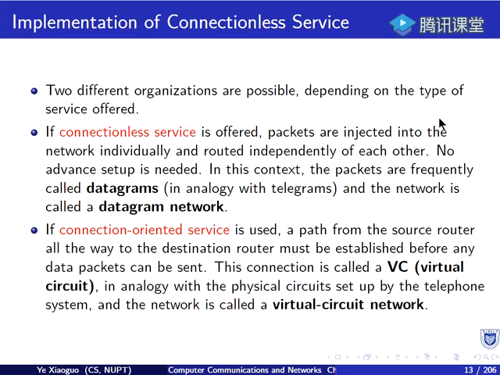Datagrams, similar to telegrams, and the network is called a datagram network. If connection-oriented service is used, a path from the source router all the way to the destination router must be established before any data packets can be sent. This connection is called a VC, virtual circuit. In analogy with the physical circuits set up by the telephone system, the network is called a virtual circuit network.